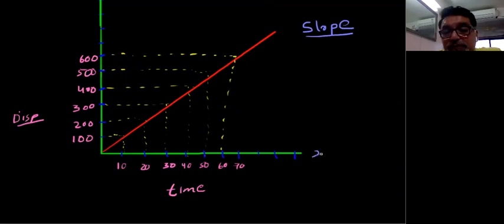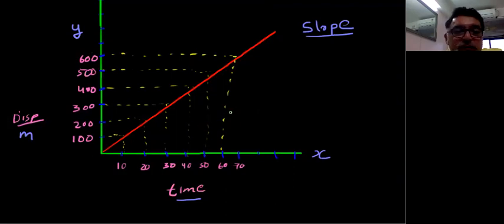Now this is our x-axis and this is our y-axis. On the x-axis we have the time, and on the y-axis we have our displacement. So this is the time frame in seconds, which is 10 seconds, 20 seconds, 30, 40, 50, 60, 70 seconds. And this is the displacement in meters, which is 100 meters, 200, 300, 400, 500, 600 meters.